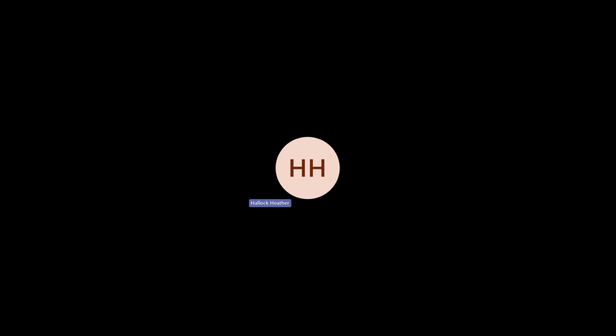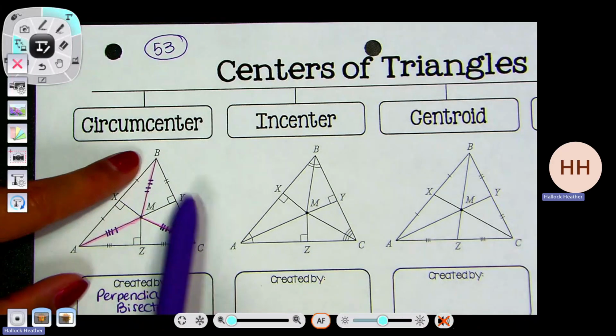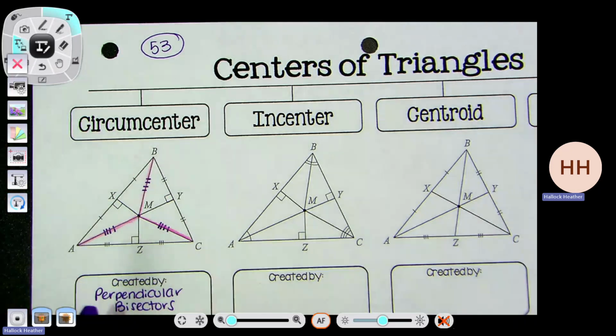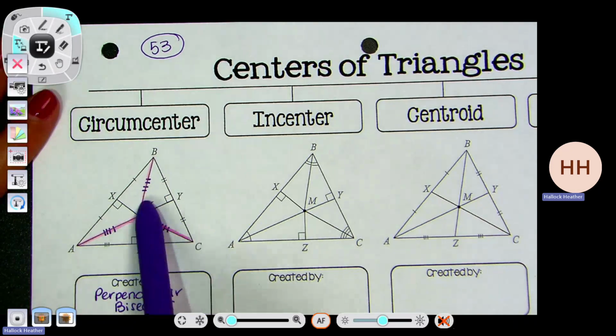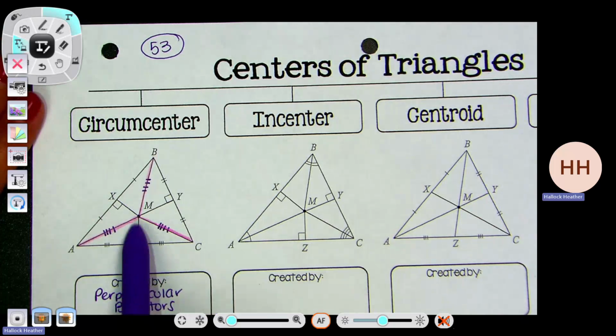3 tick marks, 1 tick mark, 1 tick mark. So the sides match. And then we also added in the piece on the inside that was congruent. So the perpendicular bisector is the non-highlighted part.